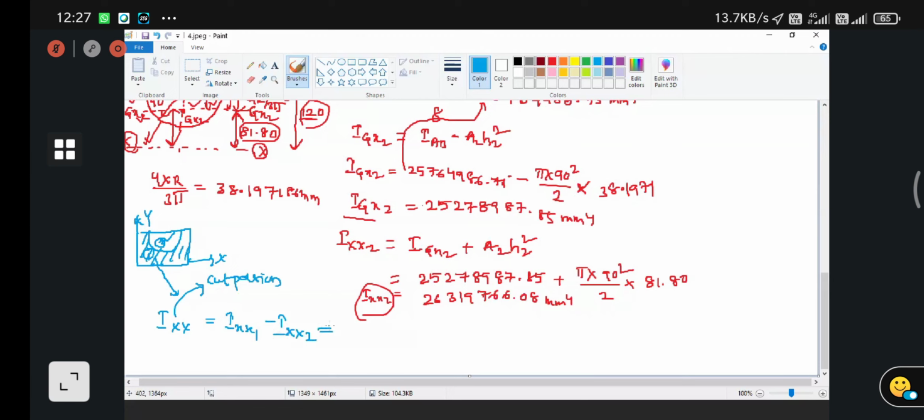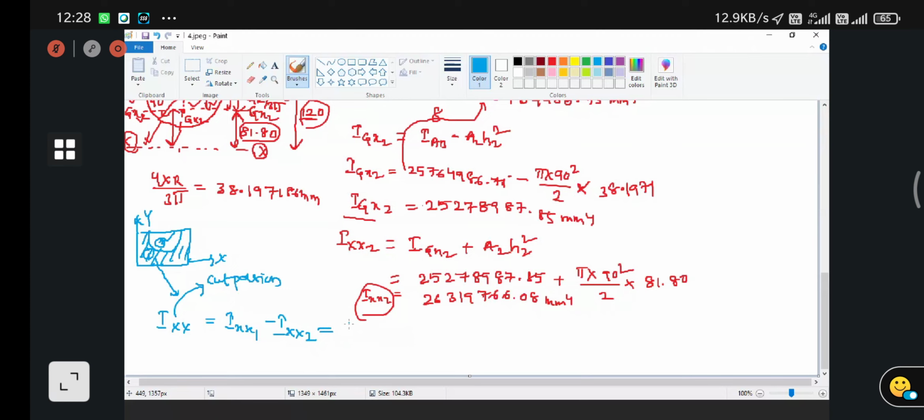About the central axis means only you have to find out Ixx or otherwise Iyy. If you are very much interested in finding Iyy also, no problem. But they have only asked about the base axis, so only about one particular base you have to take. Only Ixx I am going to find out. If you are interested, you can find it about the y axis also.